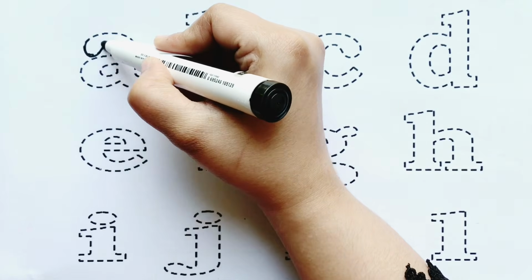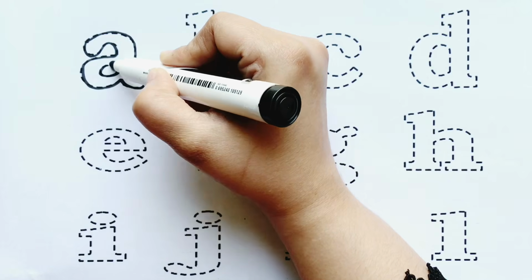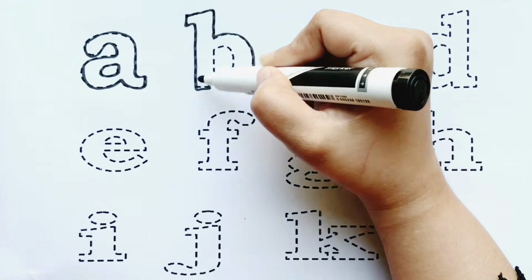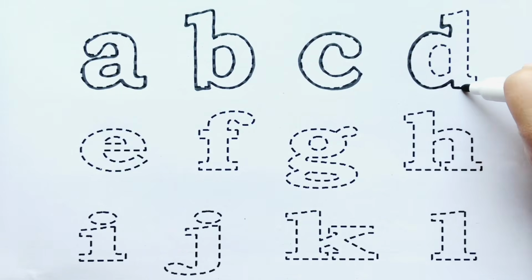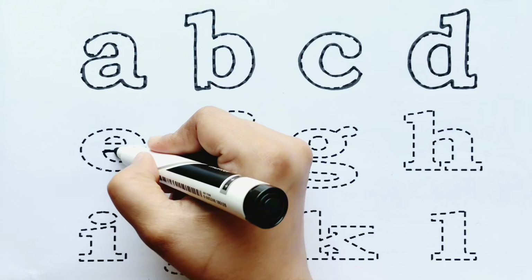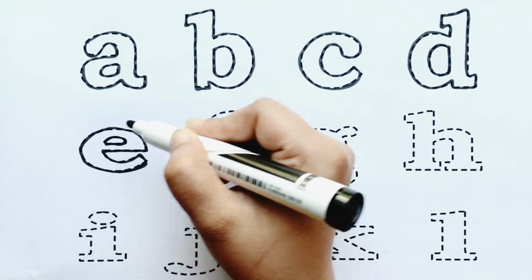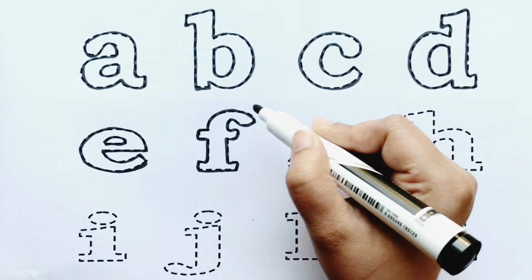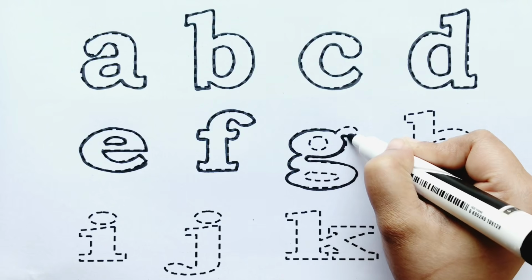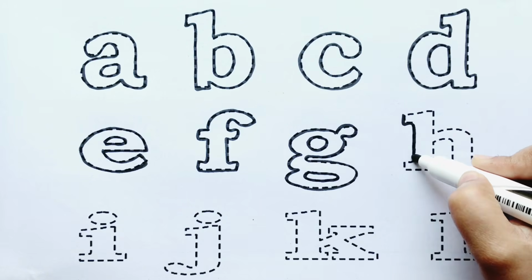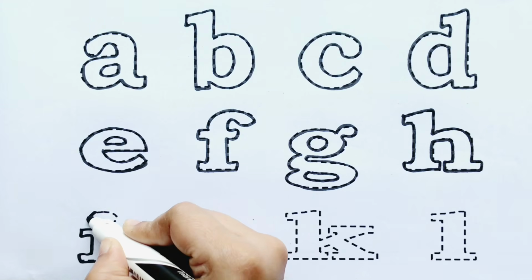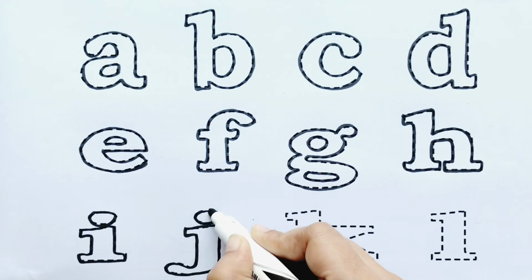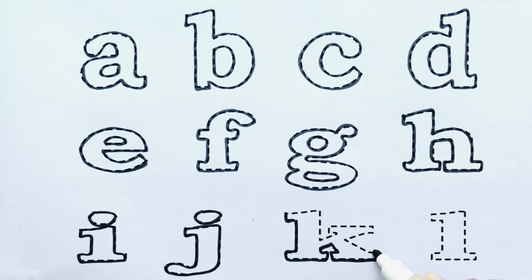Let's draw and paint. Small letter A, B, C, D, E, F, G, H, I, J, K, L.